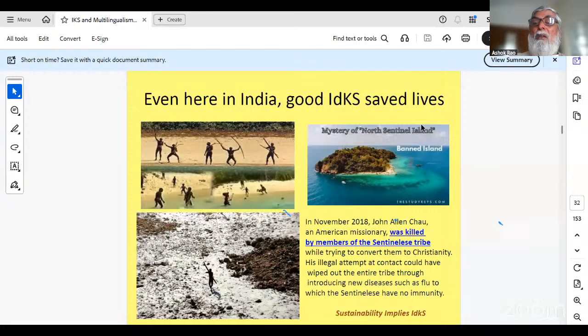Are there other sustainable things? Yes. Even in India, I don't know how many of you have been to the Andamans. This is North Sentinel Island, where people live even today with bows and arrows. I have been there. I have seen many of these people. Very sustainable. We are the ones who cause problems to them. They don't cause problems to others. And they have very good knowledge. This is a person who is aiming a bow at a helicopter which went there after the tsunami.